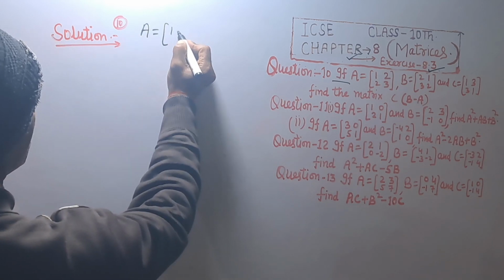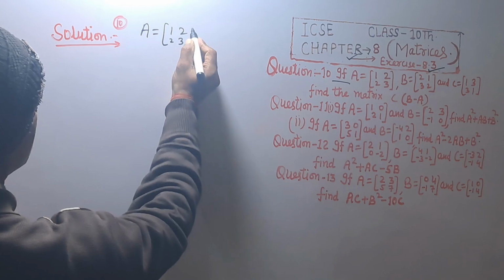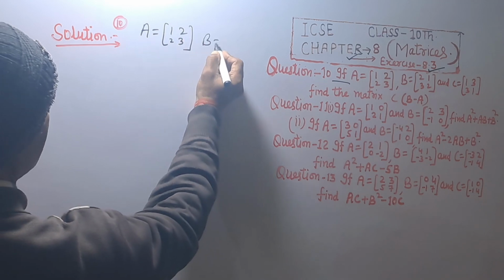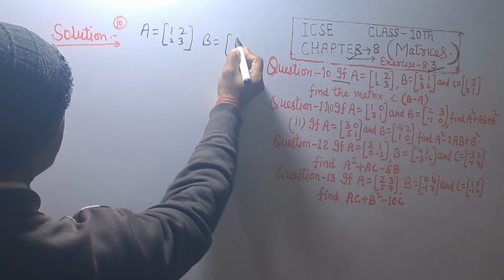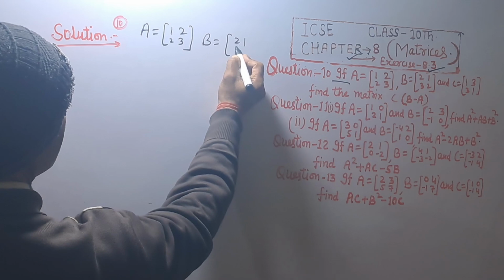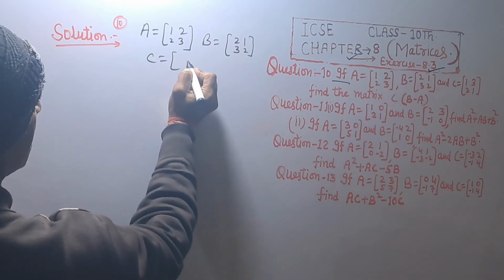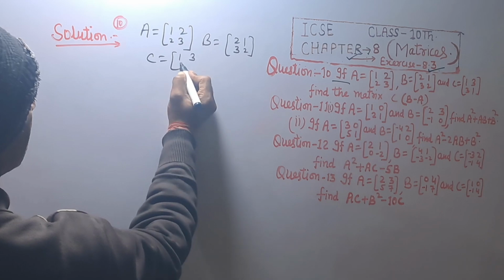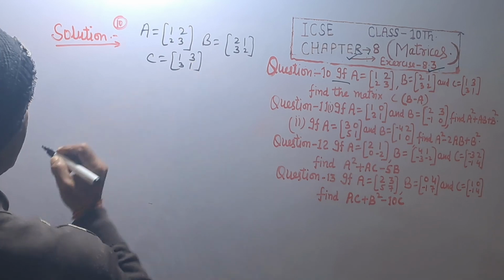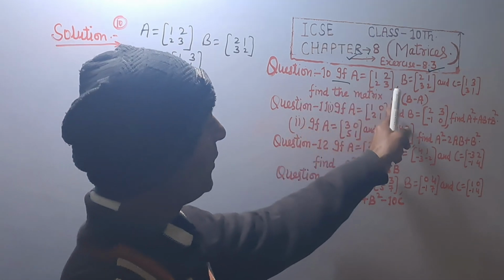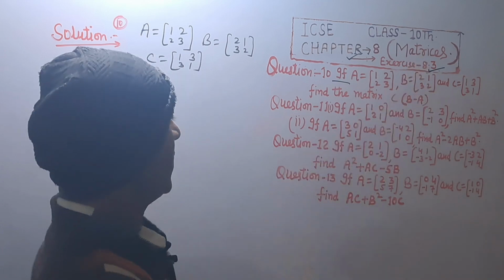A is equal to [1, 2; 2, 3], and matrix B is equal to [2, 1; 3, 2]. C is equal to [1, 3; 3, 1]. Then we find C into B minus A.